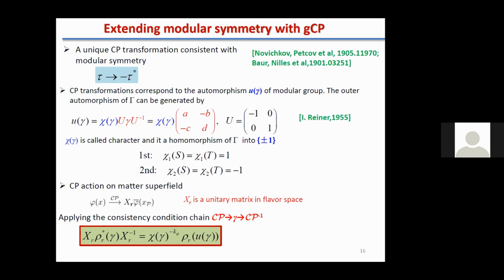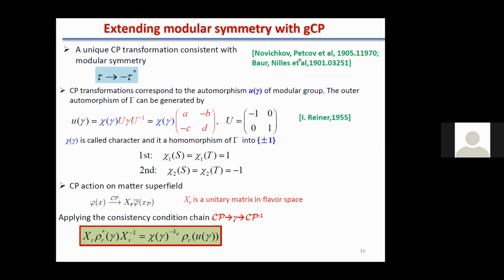After the modular invariance approach was proposed, it is quite easy to think, oh, we can extend the modular symmetry or flavor symmetry with GCP. So the idea is quite straightforward, but it's quite powerful because after we include the GCP, the symmetry is enhanced and the symmetry will become more constrained. And this has been studied before the modular invariance approach.